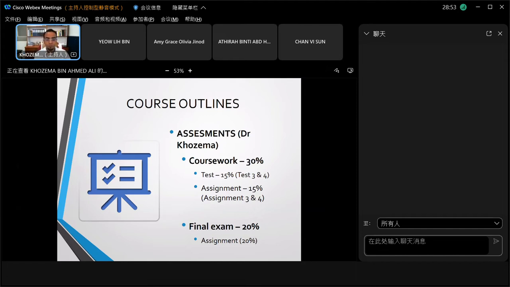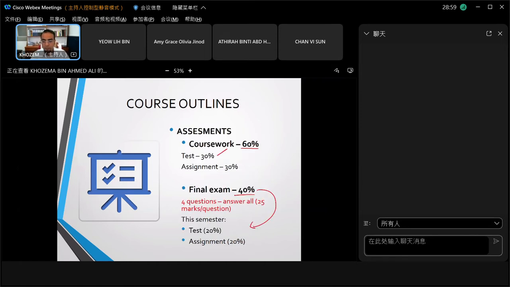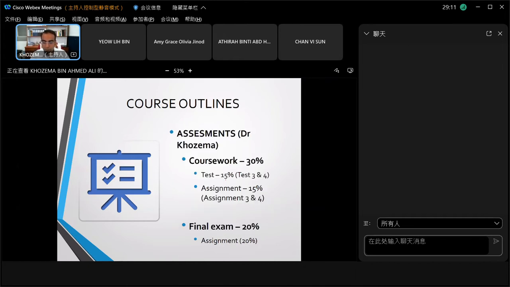So the 30% of the test is divided between Dr. Halina and myself. The assignment is also divided between Dr. Halina and myself. So 15% for Dr. Halina, 15% for me. That's why we have test 15% and assignment 15%. For test, you'll have test 3 and test 4, and for assignment, you'll have assignment 3 and assignment 4. Meaning to say that test 3 will be 7.5%, test 4 will be 7.5%, assignment 3 will be 7.5%, and assignment 4 will be 7.5%.